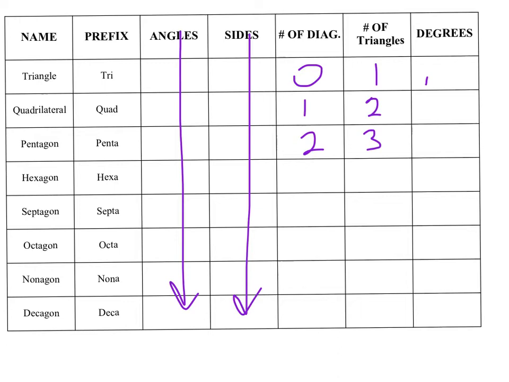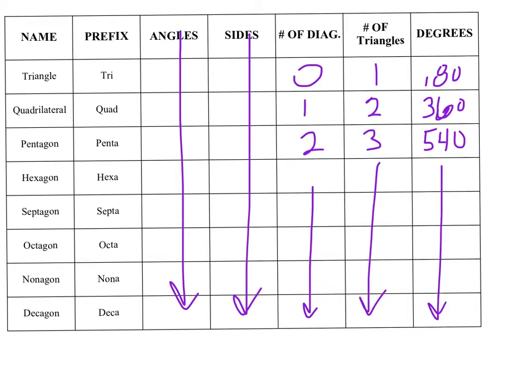So we started out saying that 180 degrees is the sum of the angles if we add them up in a triangle. We doubled that, and we went to 360 for a quadrilateral, and we had 3 of them here, which gave us 540. So what I'd like you to do is continue through this and finish this up.